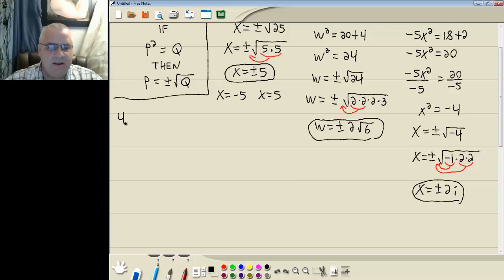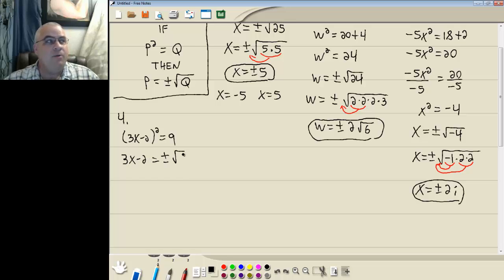Okay, let's look at this one. We got 3x minus 2 squared equals 9. Now right away, this is already in the right form. We got something squared equal to something else. So square root property says we drop our squared and we put a plus or minus square root around the other side. Now always you should simplify your radicals before you go on.